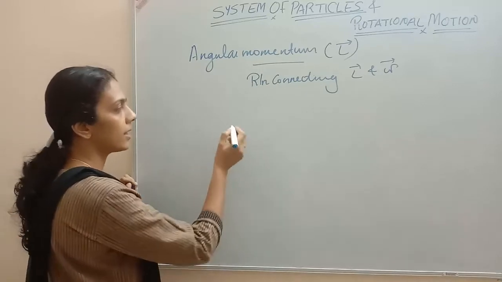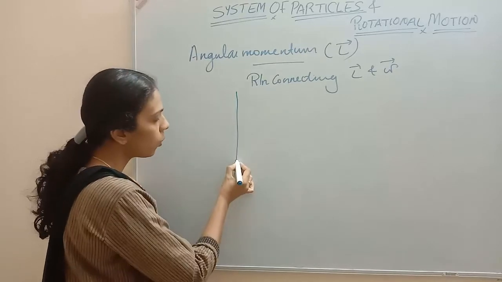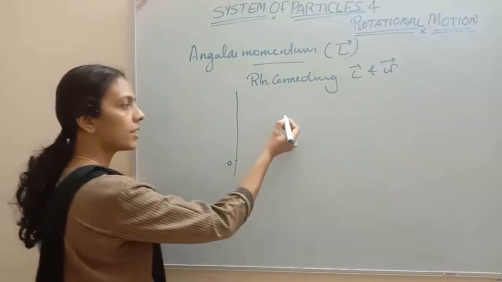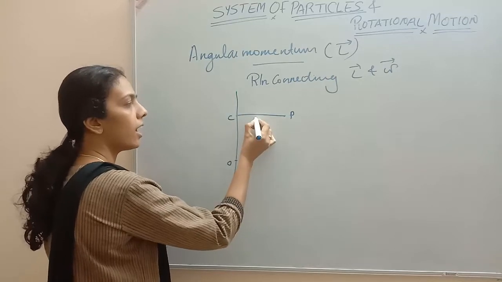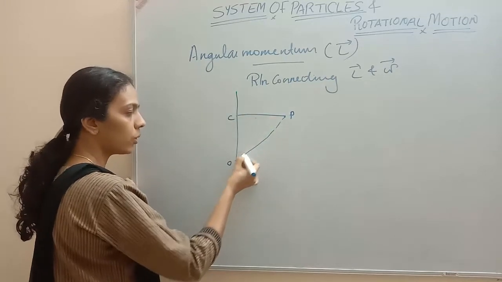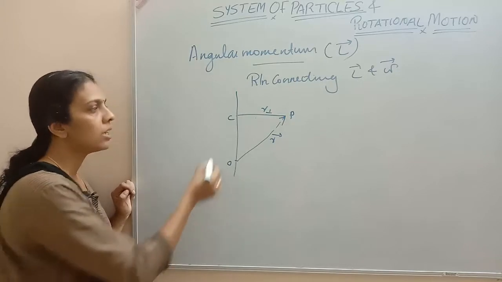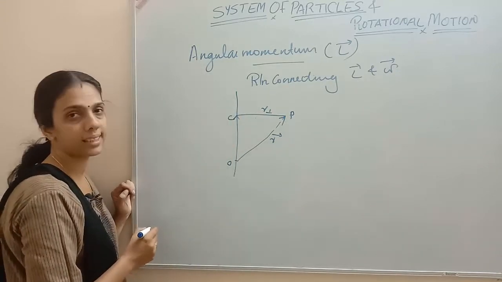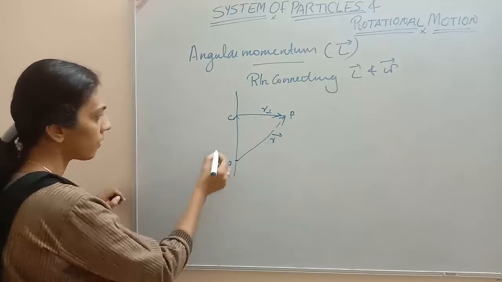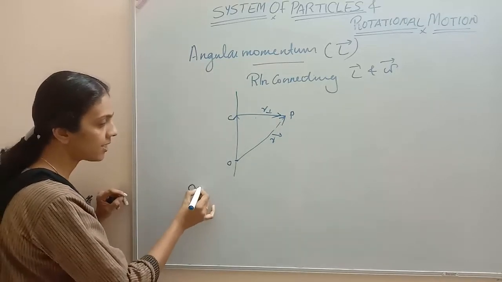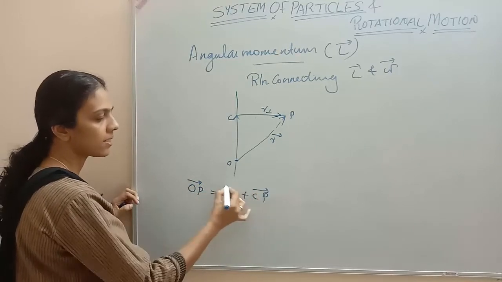So here I am considering a rigid body rotating about a fixed axis. O is the center. I am considering one particle P, at a distance r from the origin. This is the perpendicular distance, so I am representing it as r perpendicular. OC is the axis, and CP is the perpendicular. From vector addition, we can write OP equals OC plus CP.